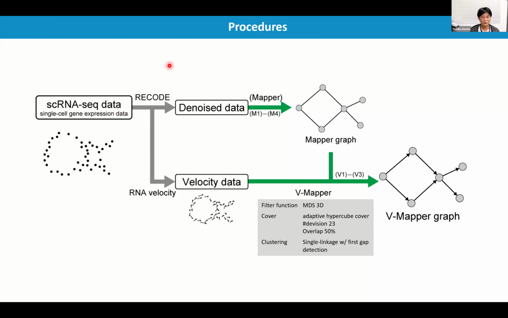So we summarize the procedure of the VMapper for single-cell RNA-seq data. We first apply RECODE to the original single-cell RNA-seq data to resolve the curse of dimensionality. We next apply the RNA velocity method to the single-cell RNA-seq data to obtain the velocity data. Then we apply the VMapper to the denoised single-cell RNA-seq data and RNA velocity data. We set the parameters as follows: the theta function is three-dimensional multi-dimensional scaling, the cover is an adaptive hypercube cover with 50% overlap, and the clustering is single linkage with first gap detection, which is a standard parameter-free clustering method in Mapper.